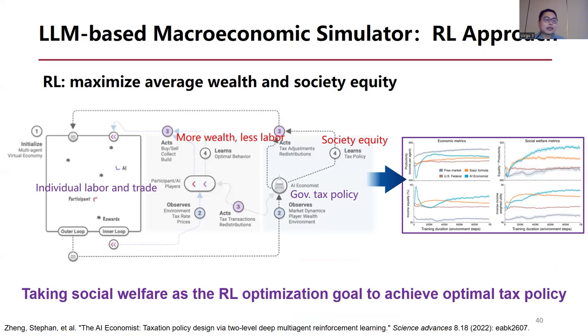And the RL policy-based approach maximizes the average wealth and the society equity. It means that we should not have users with too low salary. So it aims to maximize the average wealth and the society equity. It deploys such a framework: individuals can spend money, and can work and gain salary. And the government can design different tax policies. They can take more tax from the richer individuals. And the firms have a similar simulation. So this system takes social welfare as the RL optimization goal to achieve an optimal tax policy. This work focuses more on the decision of the government. It is a tool to help the government design different tax policies.